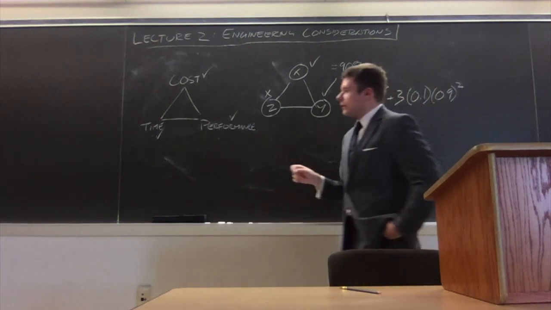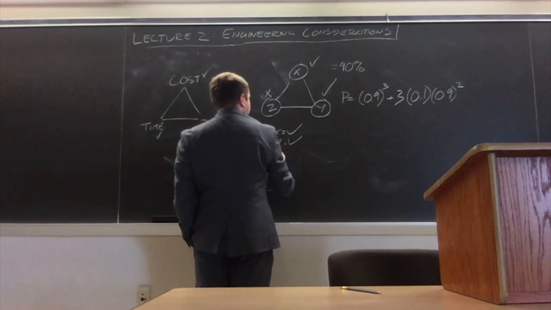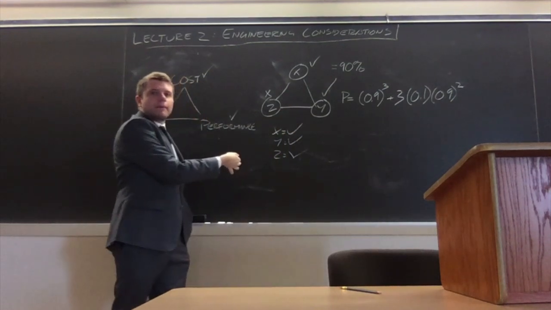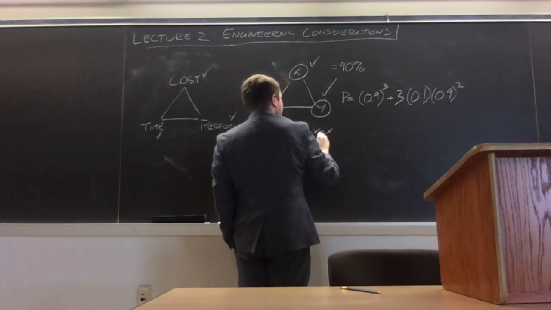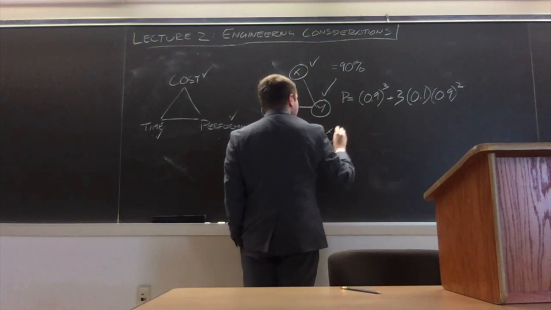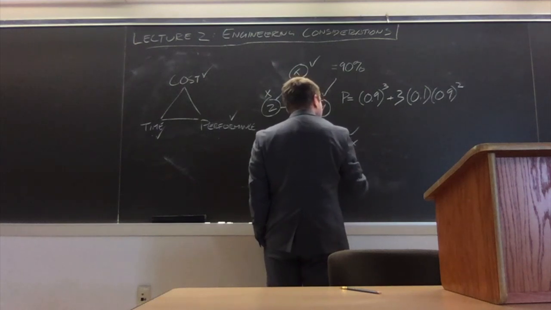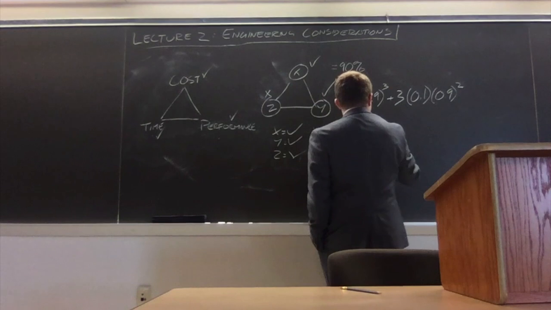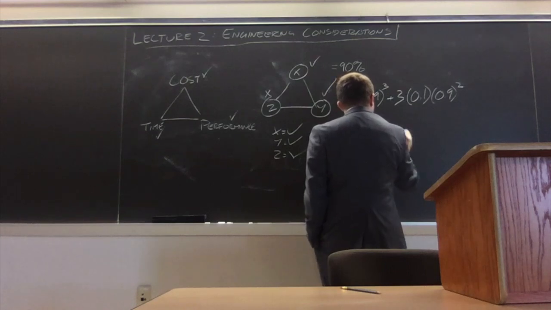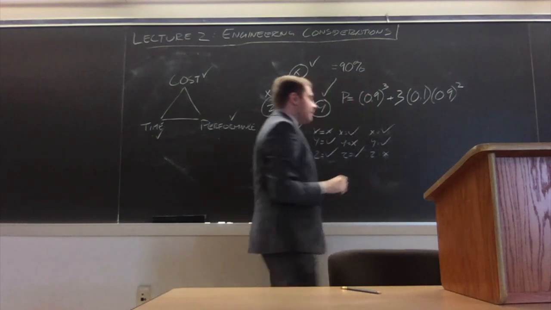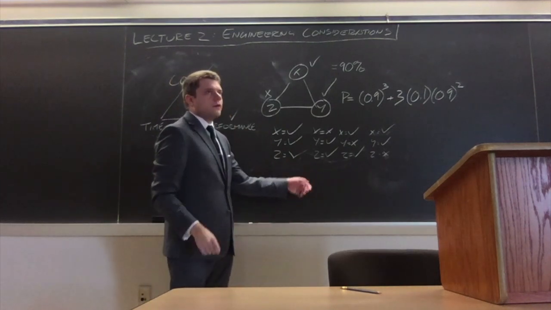What we're basically saying is that there's one way that every system works, that X is good, Y is good, and Z is good. It can only happen in one way. If we're asking for only one node to fail, then we have X can be bad, Y can be good, and Z can be good. Or it could be X could be good, Y could be bad, and Z could be good. Or X could be good, Y could be good, and Z could be bad. So there's 3 different ways in which you can have one node fail.